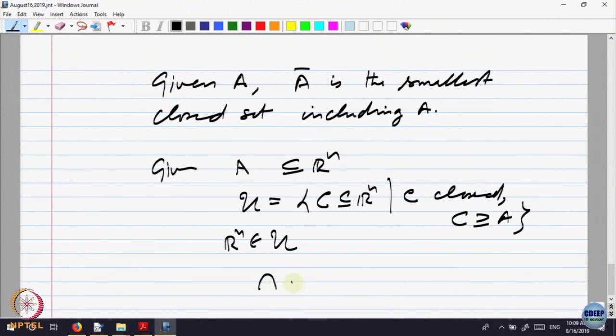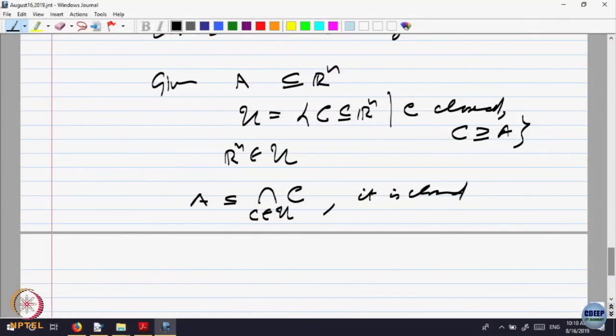Now, if I take the intersection of all sets C belonging to U, look at all the sets which are inside this collection and take the intersection. What can you say about this set? That will be a closed set, because arbitrary intersection of closed sets is closed, and each one of them includes A. So, A is subset of this and it is closed, right. My claim is this is the smallest one, because we have taken the intersection of all. So, in fact, this set is equal to A closure.